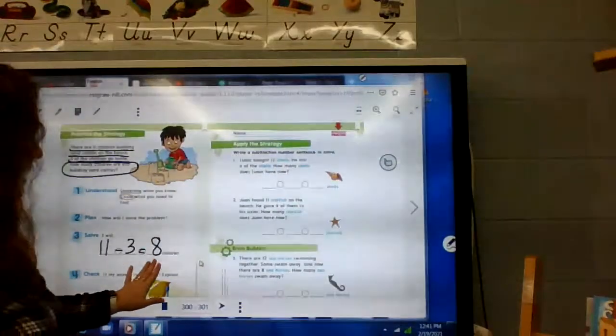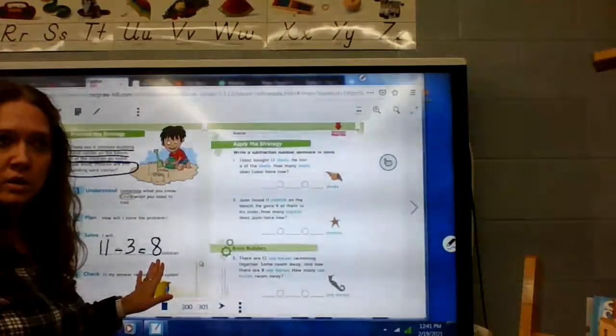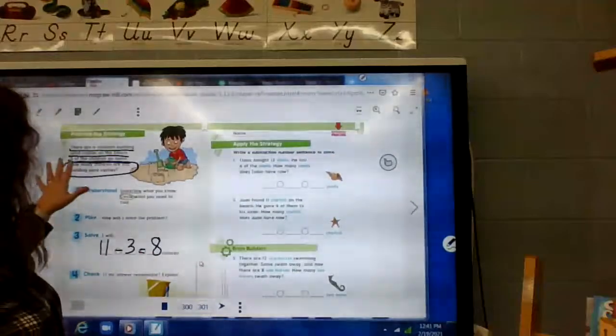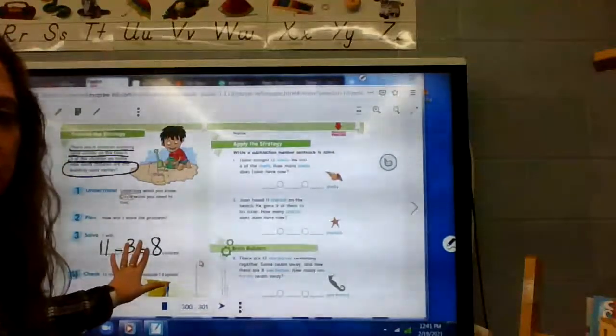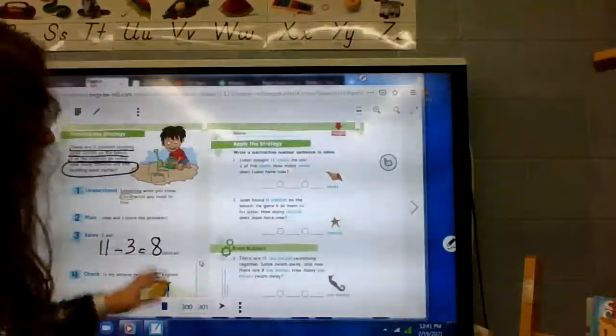So, is my answer reasonable? It didn't get bigger, did it? No. It wasn't really small because not all the children left. So 8 seems like a reasonable answer.